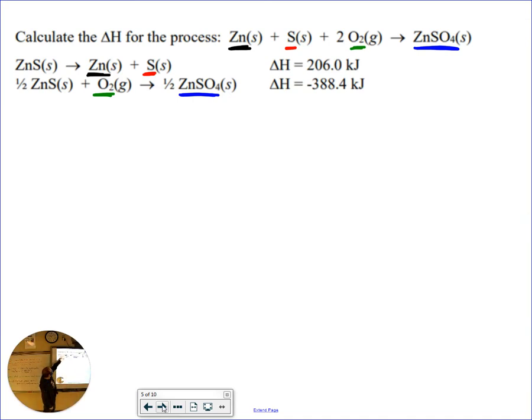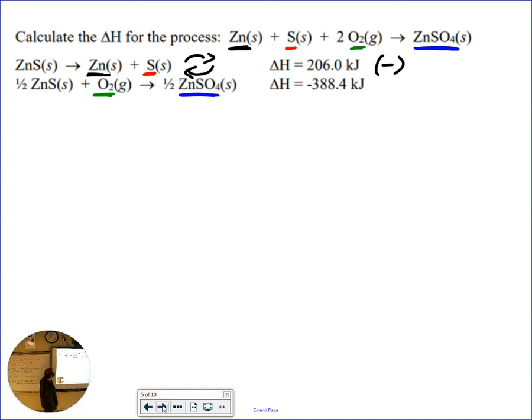Starting with our zinc. Our zinc and our sulfur are both on the product side here. Are they in the correct place? No. They are not. So what are we going to have to do with this top one? Flip it. We're going to have to flip it around, right? So when we flip it around, what does that do to our sign here? It makes it negative. Good deal.